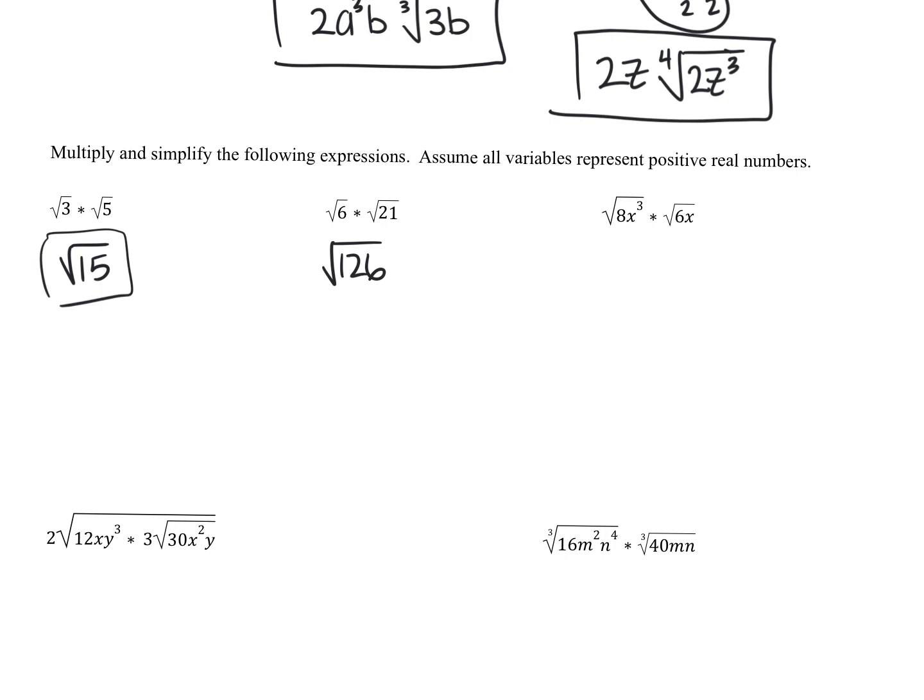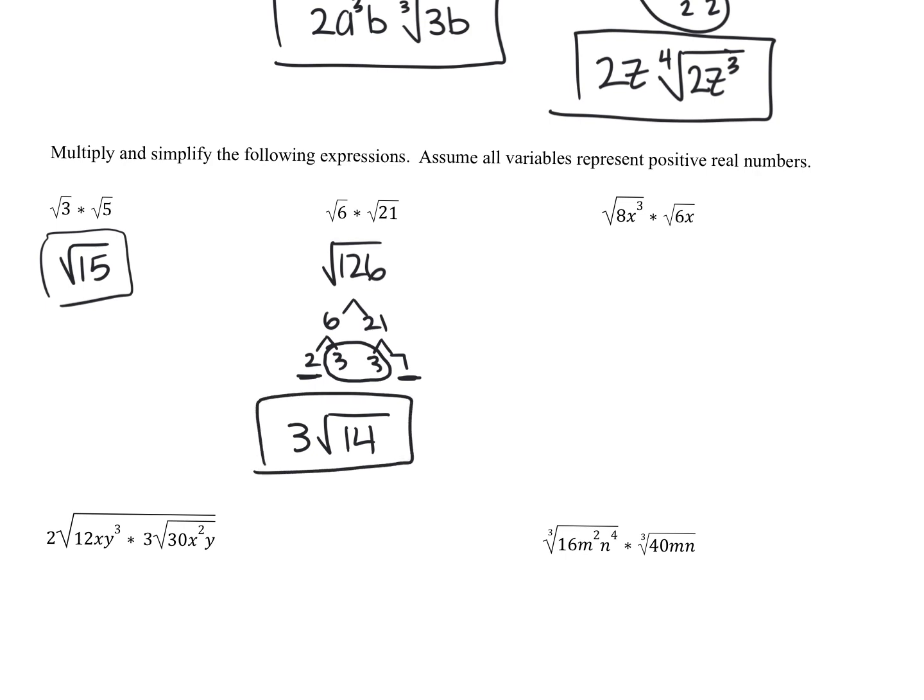Now, when you're trying to break these down afterwards to see if they simplify, break them down as the numbers you multiplied by. So 6 and 21. 6 is 2 and 3. 21 is 3 and 7. So I do have a 3 that I'm going to be able to bring outside. And then underneath the square root, I'm going to multiply my 2 and 7 back together to get me 14.